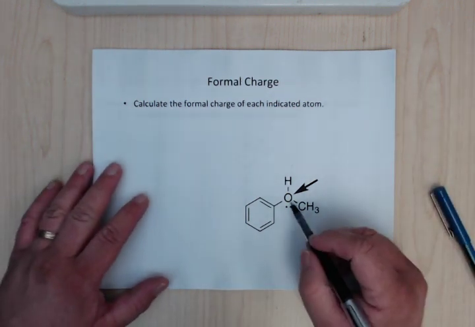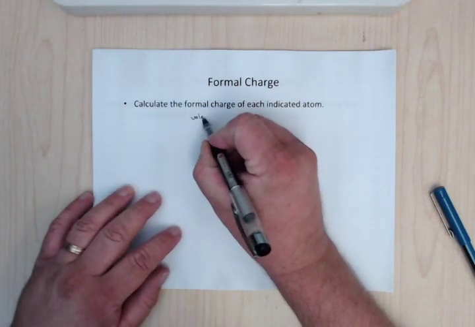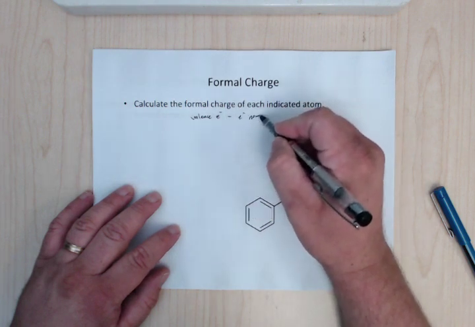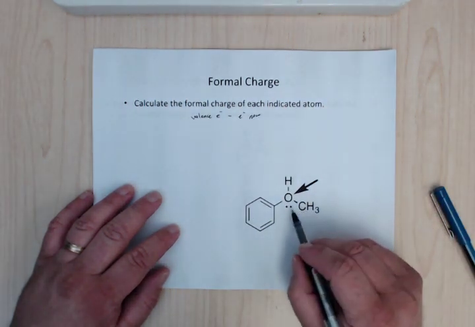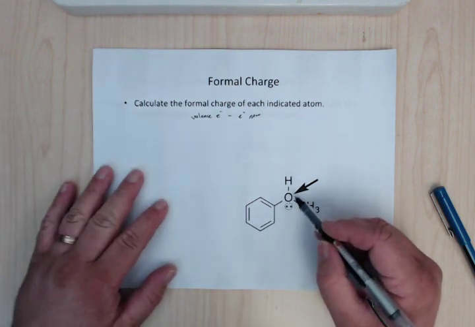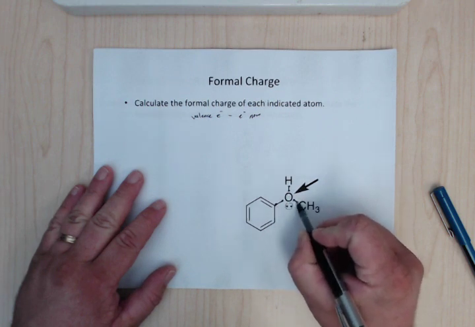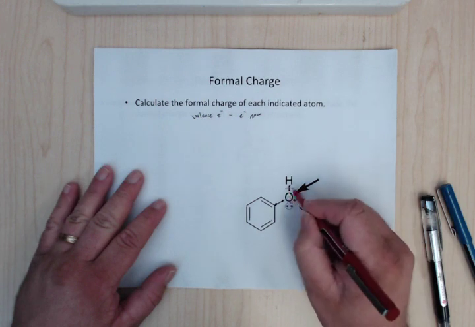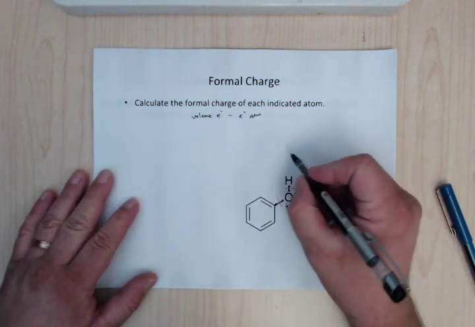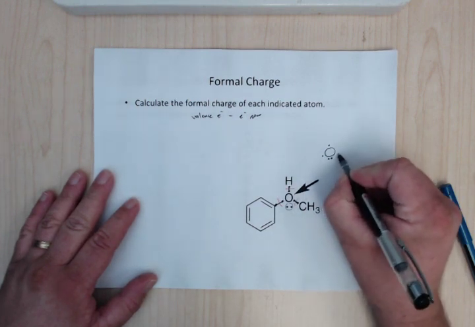For this one, calculating formal charge. Remember, formal charge is valence electrons minus the electrons it has now. For lone pairs, those just stay with the atom that they're on. But for each bond, remember there's two electrons, and we're going to slice those in half. So the oxygen now looks like it has its lone pairs, and then one electron from each of its bonds.